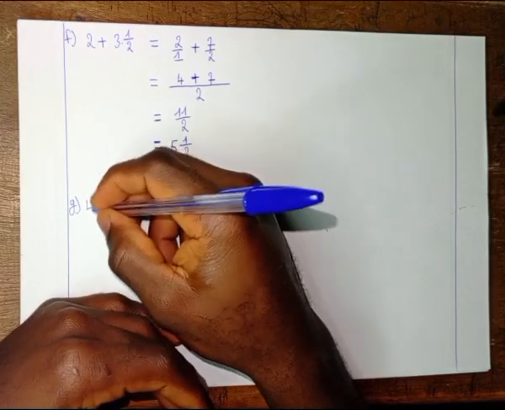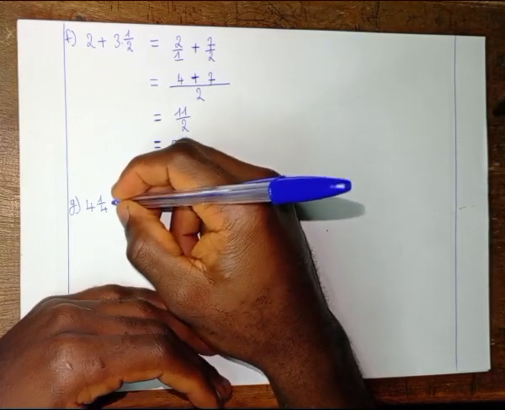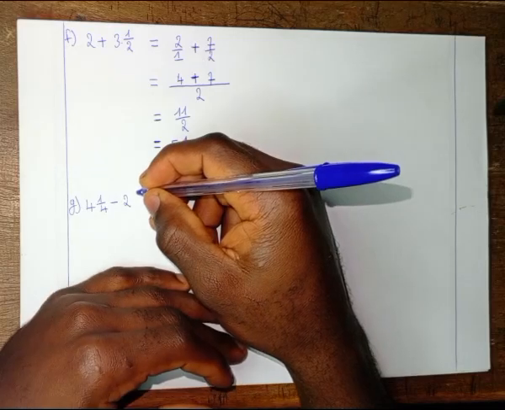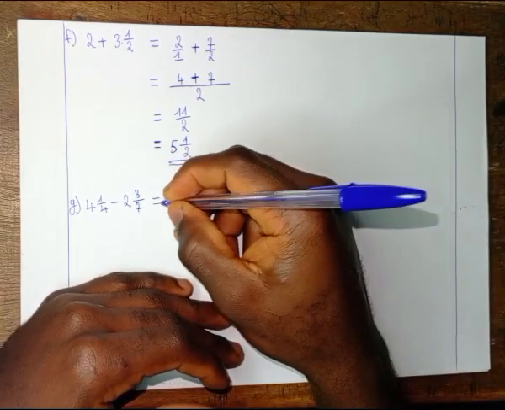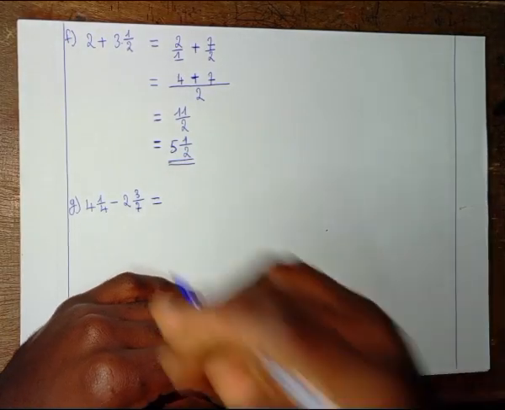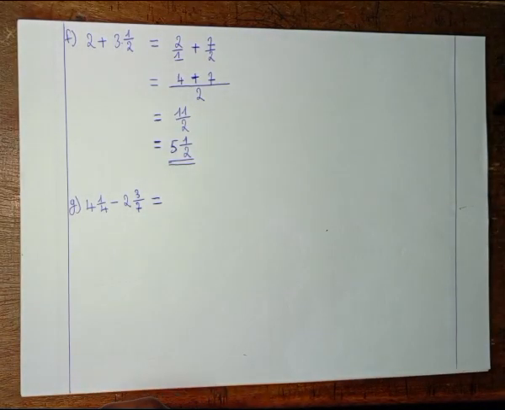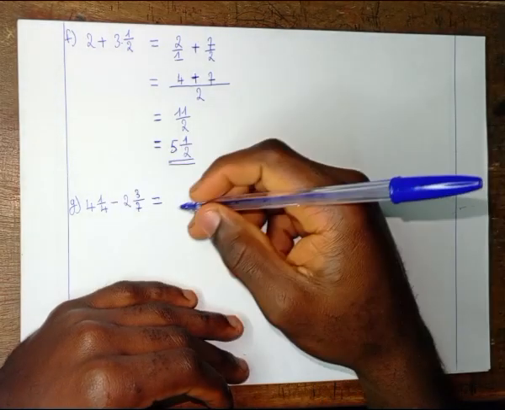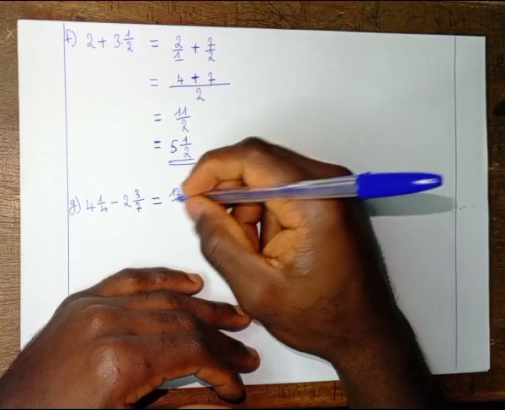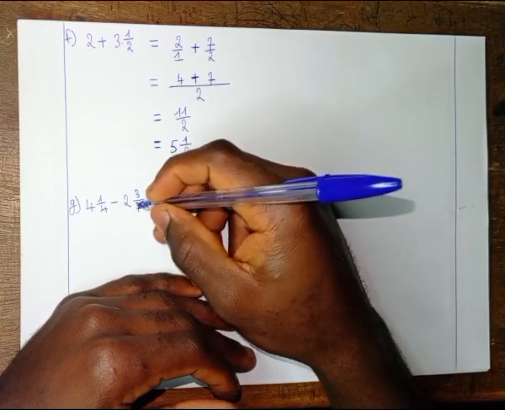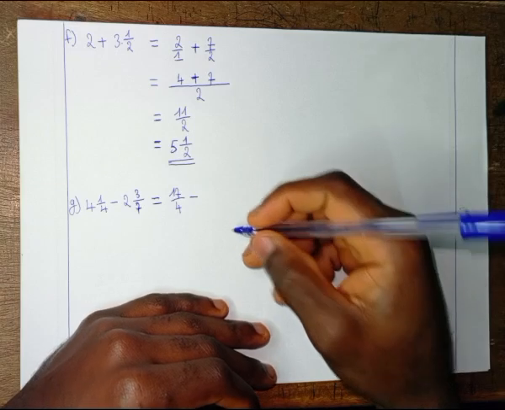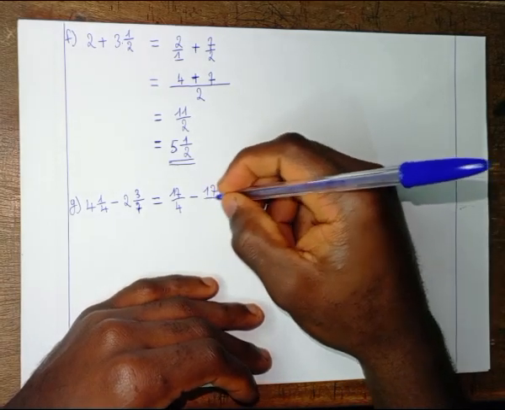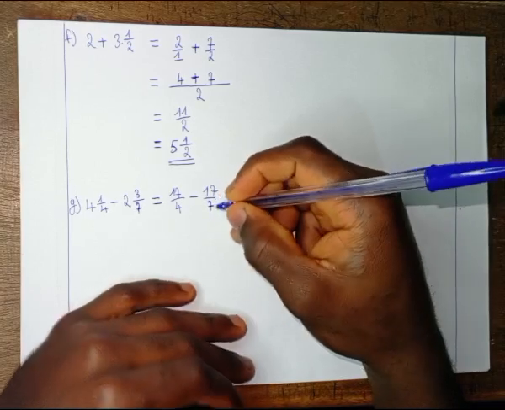For G, we have 4 and 1/4 minus 2 and 3 over 7. Let's change the mixed fractions to improper fractions so that we can easily do the subtraction. 4 times 4 gives us 16 plus 1, 17 over 4, minus 7 times 2 gives us 14, 14 plus 3 gives us 17 over 7.